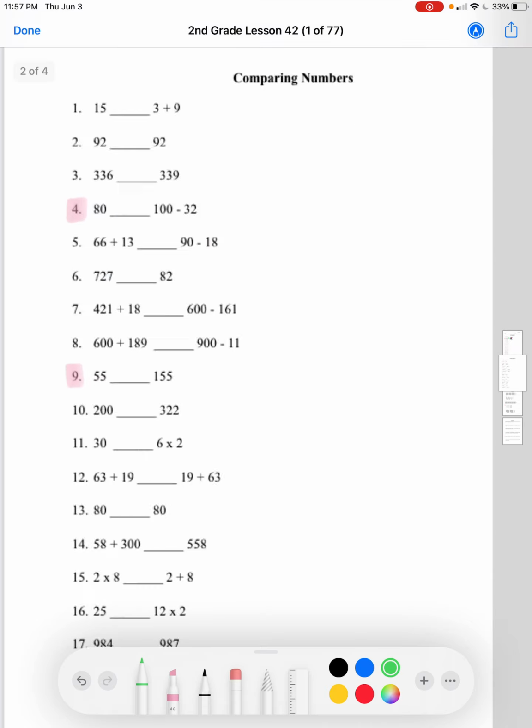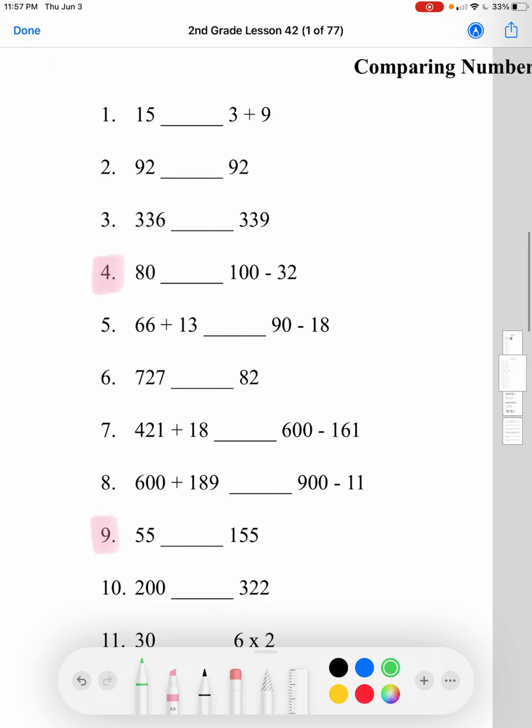Now let's go on to comparing numbers. We'll do number 4, comparing 80 with 100 minus 32. So first we're going to have to solve what 100 minus 32 is in order to compare that with 80.